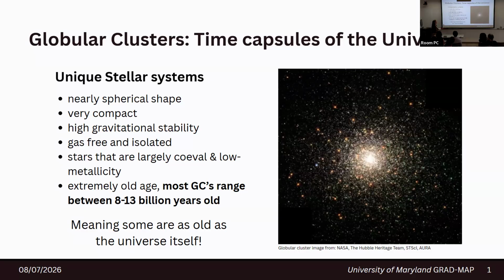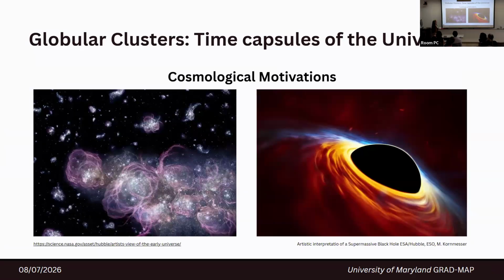which means understanding their formation has very strong implications for the field of cosmology. Namely, if we understand their formation, this can reveal information about star formation at the beginning of the universe. These are some artistic representations, but also tangentially, the globular clusters can help explain the existence of supermassive black holes under the theory of cluster collapse.